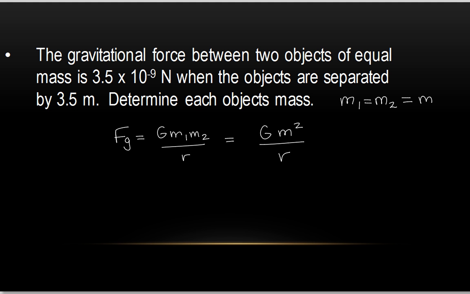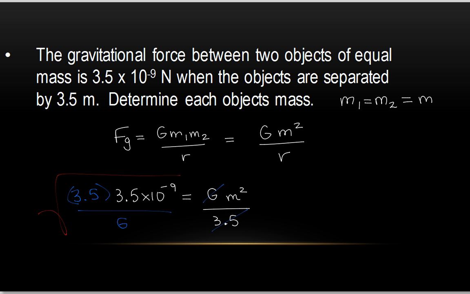So plug in what you know. Fg is 3.5 times 10 to the negative 9. G is a constant, and R is 3.5. All right, to solve this, we're going to have to cross multiply. Cross multiply and divide, so 3.5 meters comes up here. That gets rid of this. And then divide by G, that gets rid of this. And then the last step is to square root all that. That gets rid of the square.